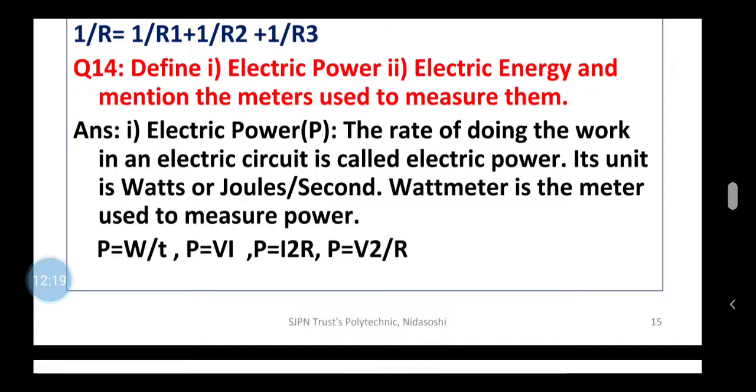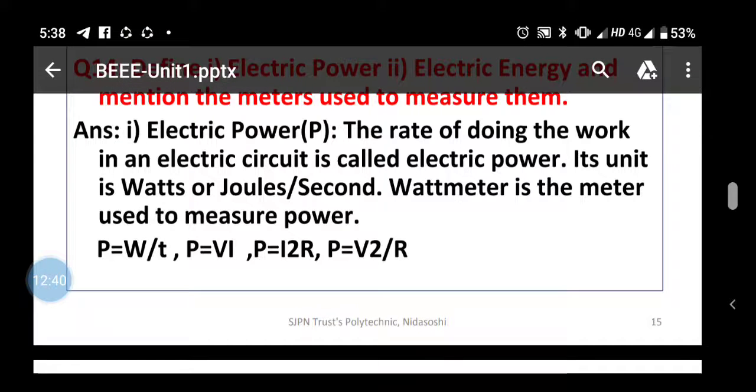By the basic definition of electric power, we can write power is equal to work done per unit time. The rate of doing work means work done per unit time. If W is the work done during a time interval of t seconds, then we can write P is equal to W divided by t. Again, work done is equal to V into Q, potential per unit charge. By substituting all those things, we can write P is equal to V into I.